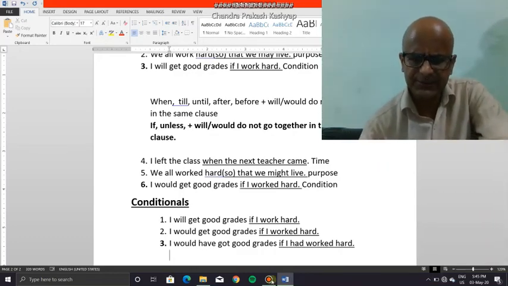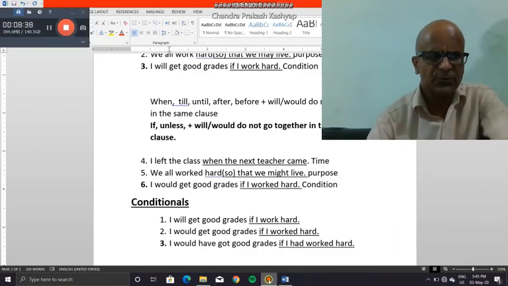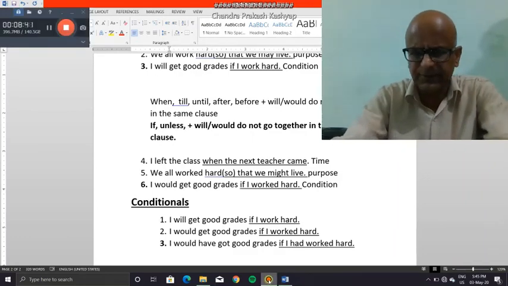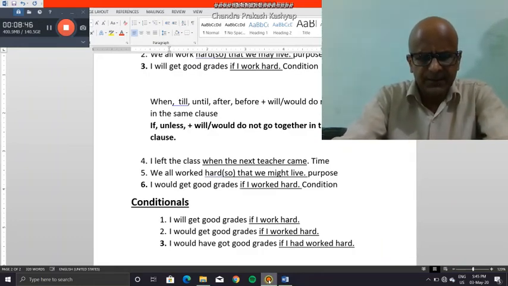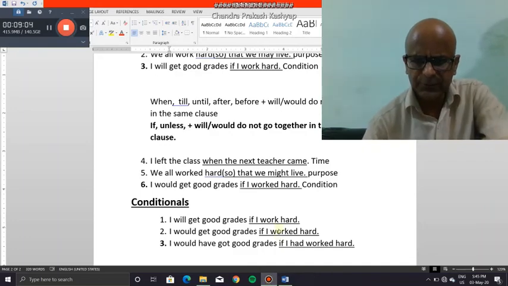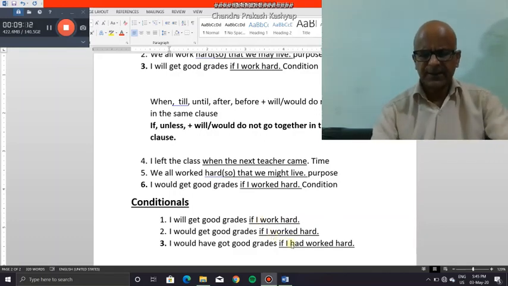These are all incorrect constructions. I'm repeating the incorrect constructions. I will get good grades if I will work hard. Incorrect. I would get good grades if I would work hard. Again, incorrect. I would get good grades if I would have worked hard. Again, incorrect. You cannot use will here. If I will work hard, you cannot say if I would work hard. You cannot say if I would have worked hard.